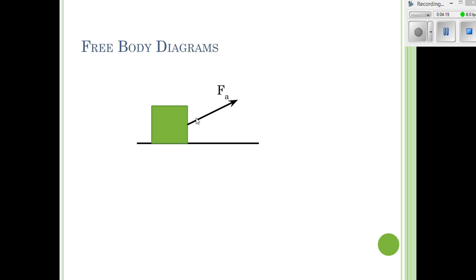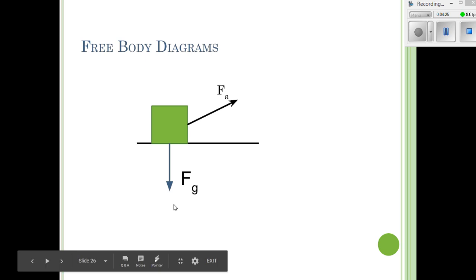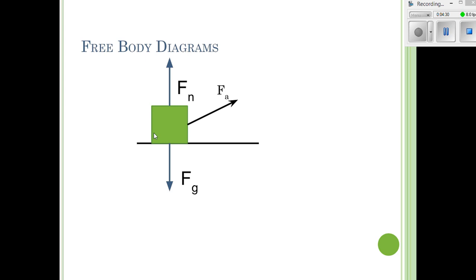We do have, or we can have, angles when we're talking about forces. We're still going to have the force of gravity down. We're still going to have our normal force up. And our friction force, assuming it's in motion, is still going to be opposing the motion to the right.